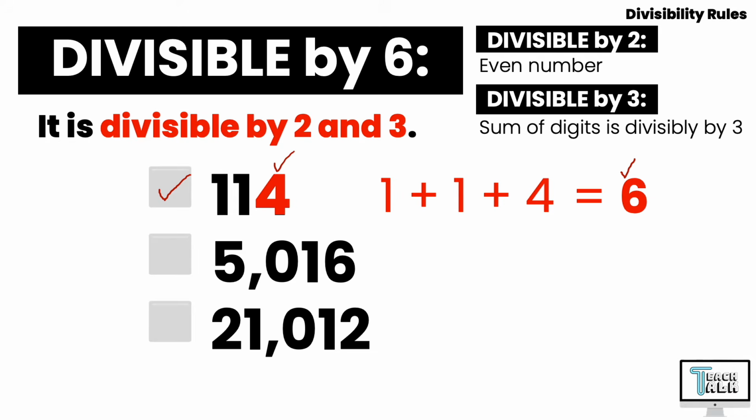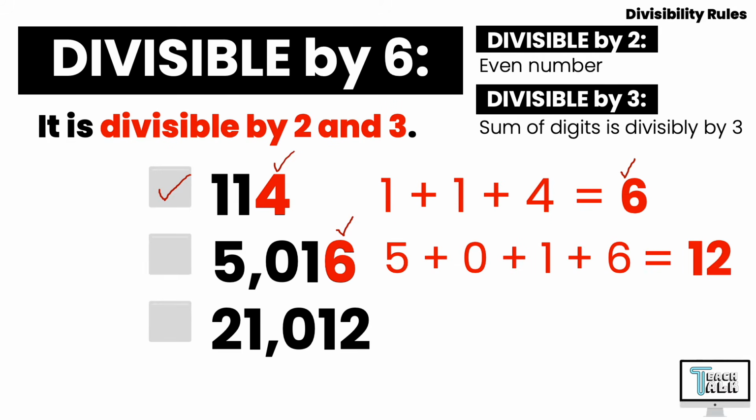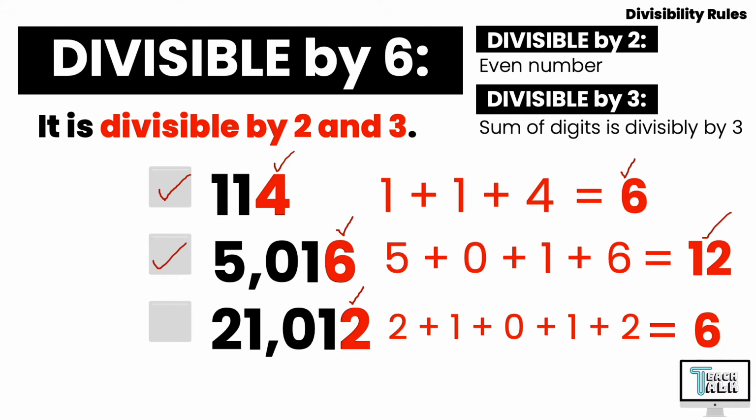How about 5,016? 5,016 is an even number because it ends with 6, therefore it's divisible by 2. Try naman nating i-add 5 plus 0 plus 1 plus 6, that is 12. And 12 is divisible by 3, therefore si 5,016 is divisible by 6. Lastly, we have 21,012. It is divisible by 2 because it ends with 2, which is an even number. Pag pinag-add natin, we have 2 plus 1 plus 0 plus 1 plus 2. That is 6. And again, 6 is divisible by 3. Therefore, this is also divisible by 6. Yun guys ang ating divisible by 6.